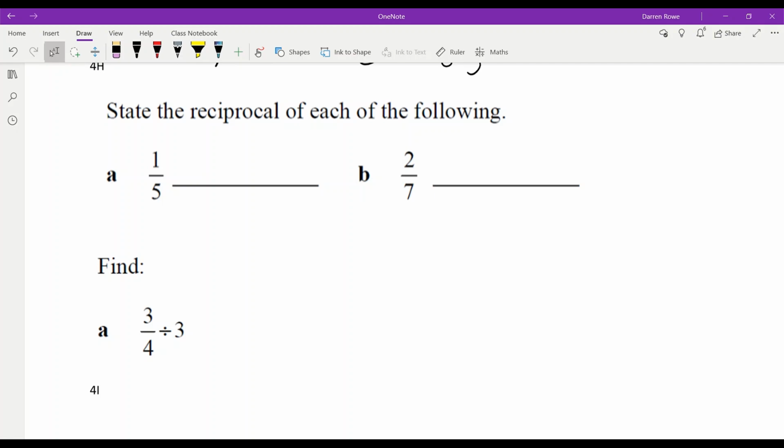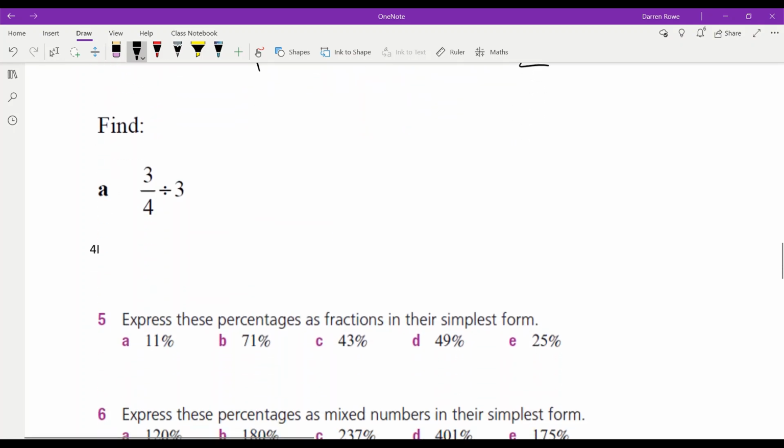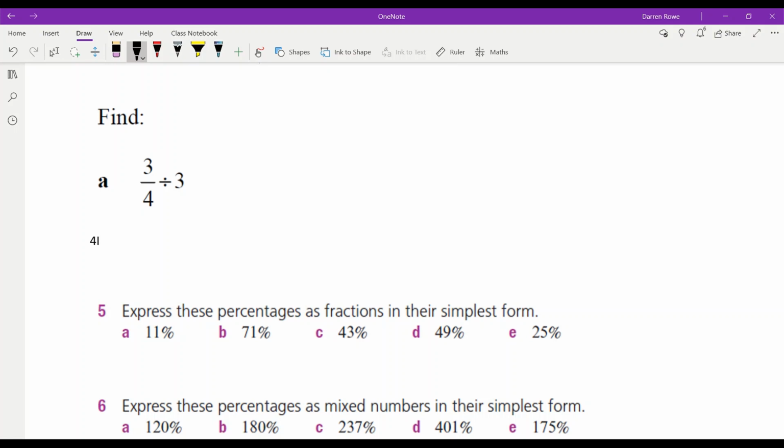Say the reciprocal of each. It's just swapping it around. 5 out of 1. 2 out of 7, 7 out of 2. That's all it is. That's for division 4h. And then this is where it comes up. 3/4 is really divided by 3 over 1. Okay, really is what it is.